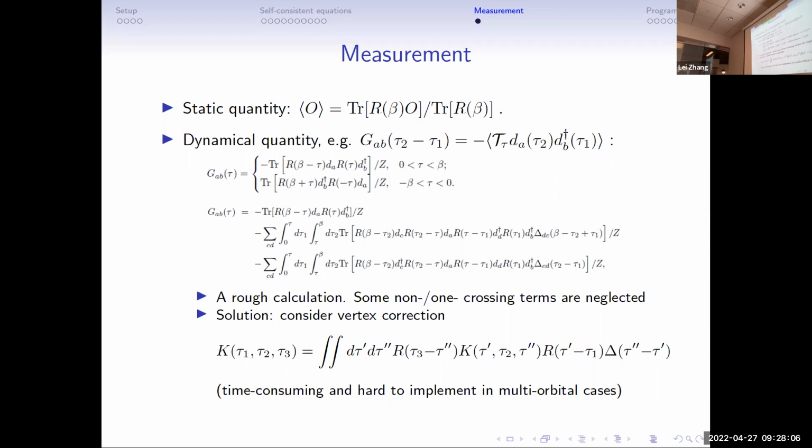The solution is just to consider the vertex correction. The theoretical idea is very simple: we just need to calculate the vertex correction. However, to program it, to make the code, is almost unaffordable for multi-orbital cases, because we need to enumerate all the input and output states, and it grows exponentially. So currently I just use these two expressions for calculating the single particle Green function.